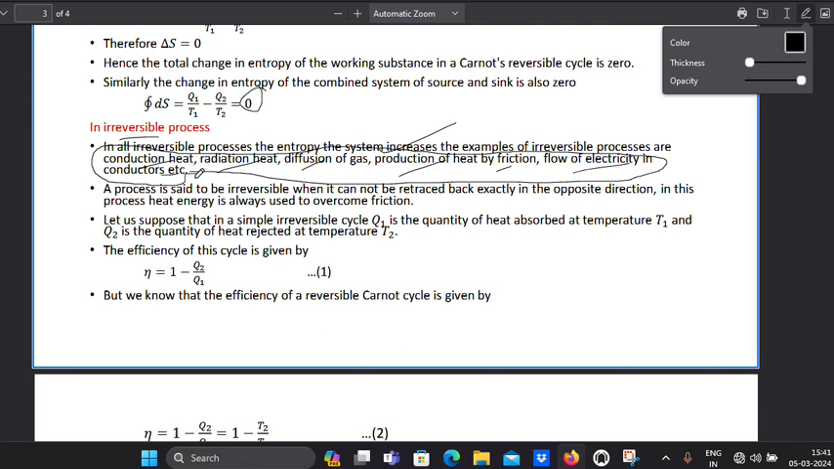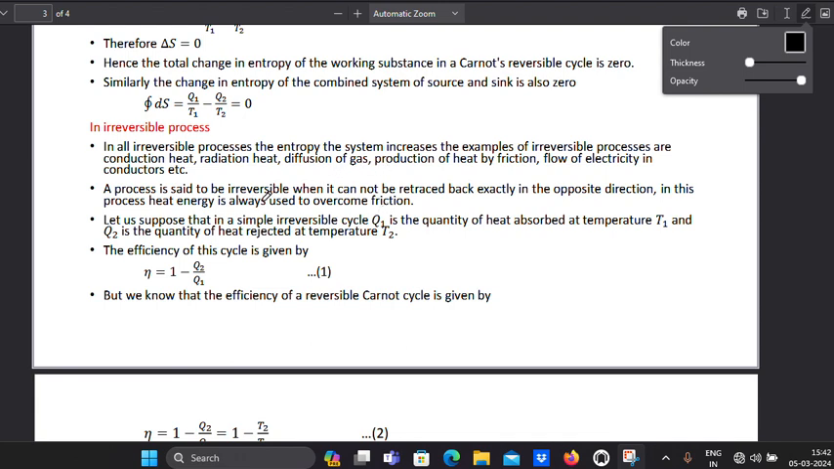A process which cannot be taken back in the reverse direction is called irreversible. A process which cannot be exactly reversed is irreversible. So the examples are conduction of heat, radiation of heat, diffusion of gases, production of heat by friction, and flow of electricity in a conductor. A process is said to be irreversible when it cannot be retraced back exactly in the opposite direction. In this process, heat energy is always used to overcome friction.